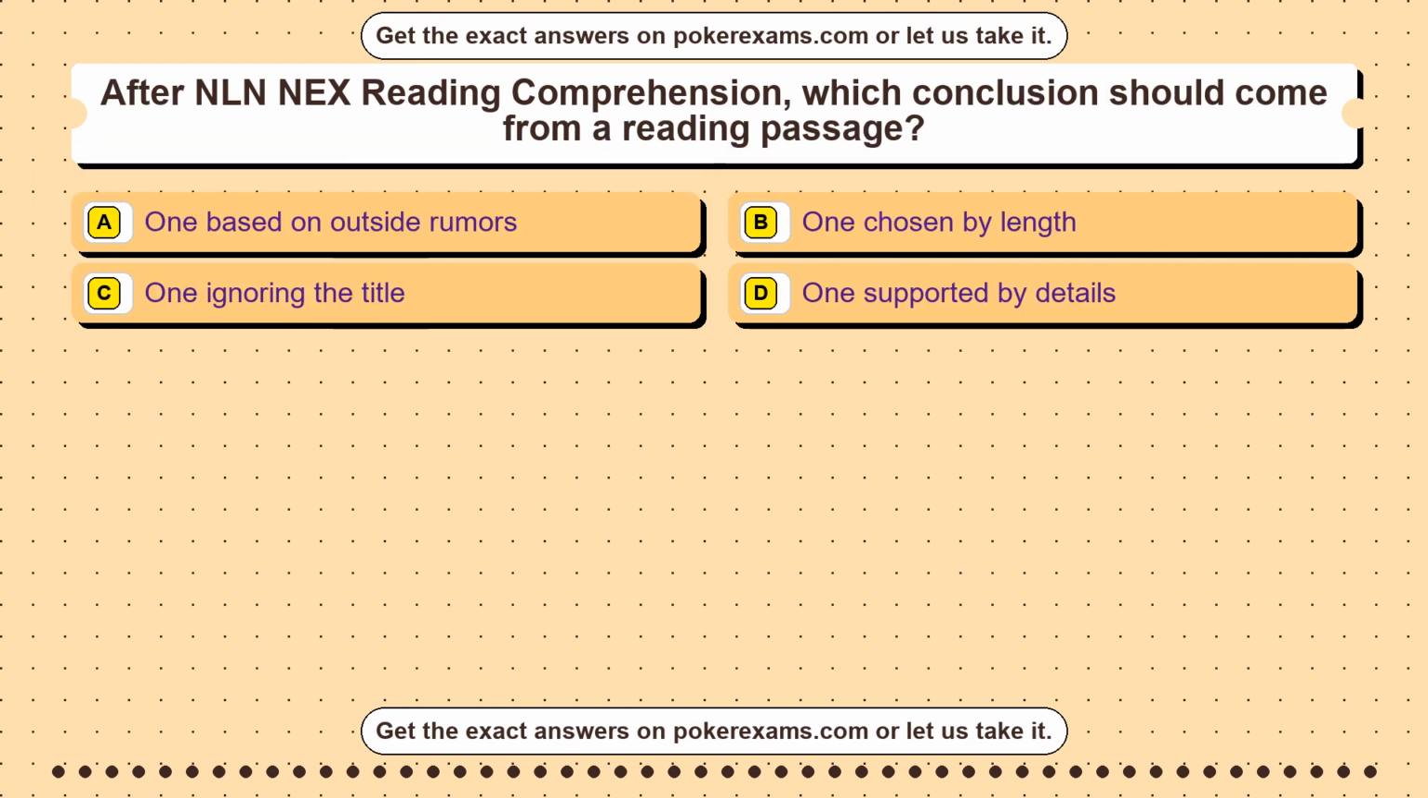Question 26. After GED probability practice, which formula finds the area of a rectangle? Option A: 2 times length plus width. Option B: base times height divided by 2. Option C: pi r squared. Option D: length times width.